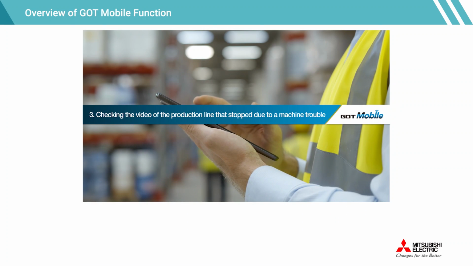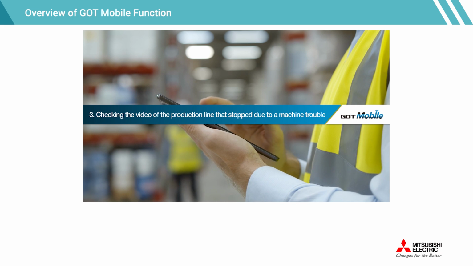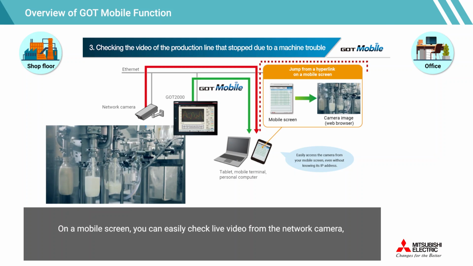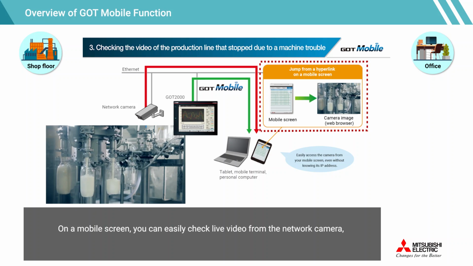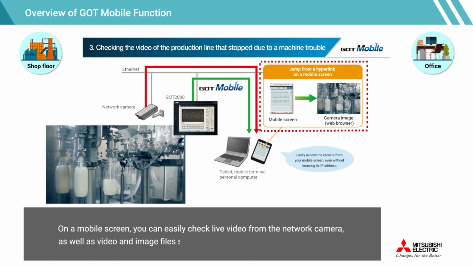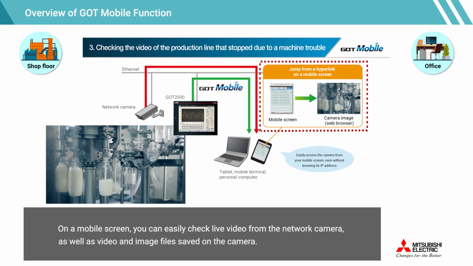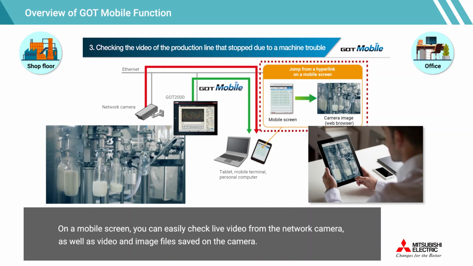Checking the video of the production line that stopped due to a machine trouble. On a mobile screen, you can easily check live video from the network camera, as well as video and image files saved on the camera.